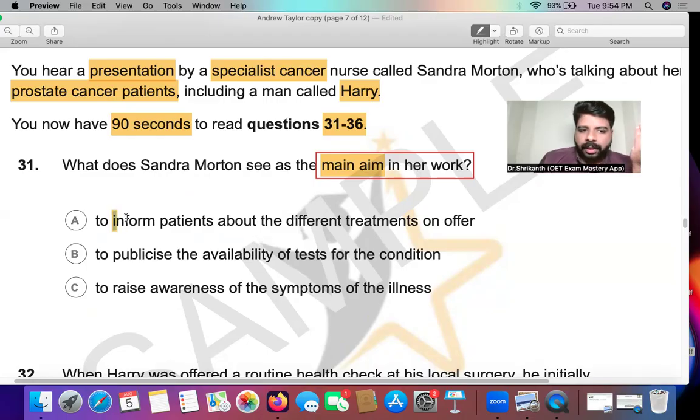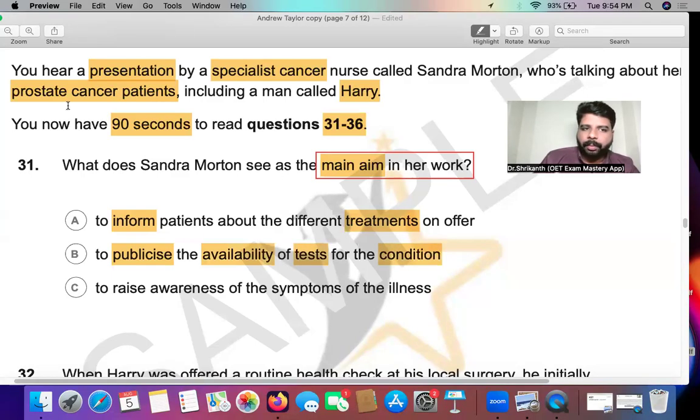So what is the keyword over here? To inform. The main aim is to inform patients about the different treatments on offer. All right. So what is the second thing over here? Second option, to publicize the availability of tests for the condition. Publicize basically means publicity. What does publicity mean? Advertising. So what is the main intention of a work? To advertise or to promote publicity about the availability of tests for the condition.